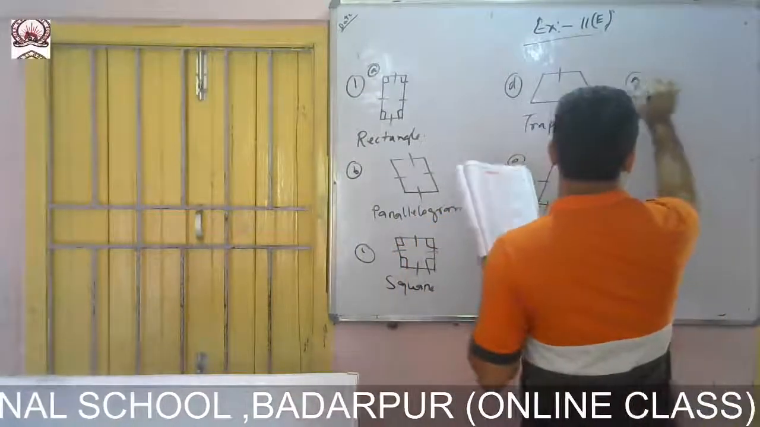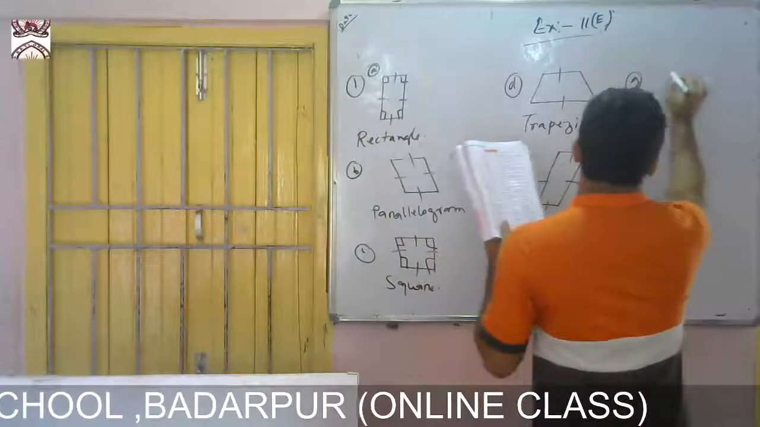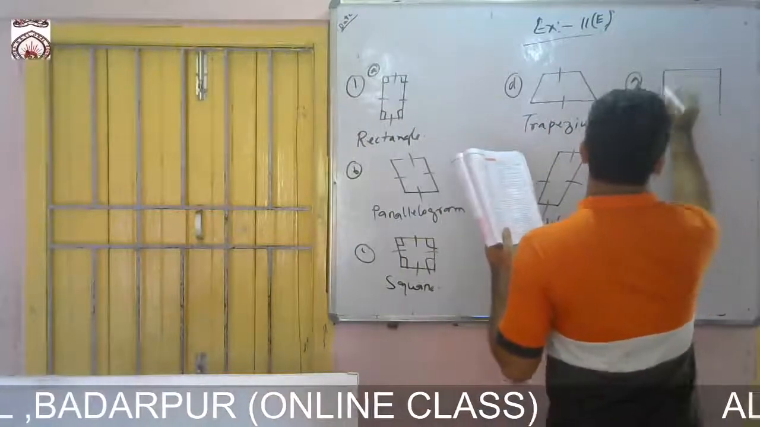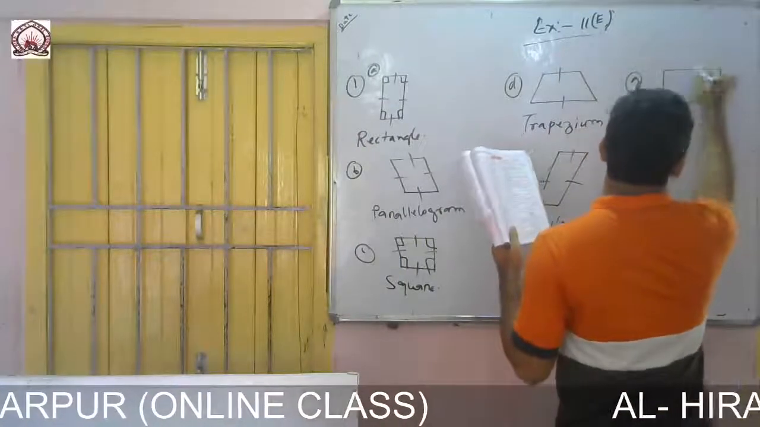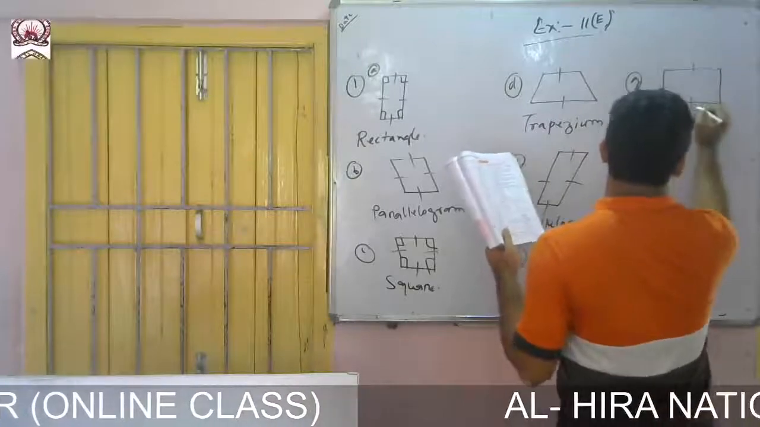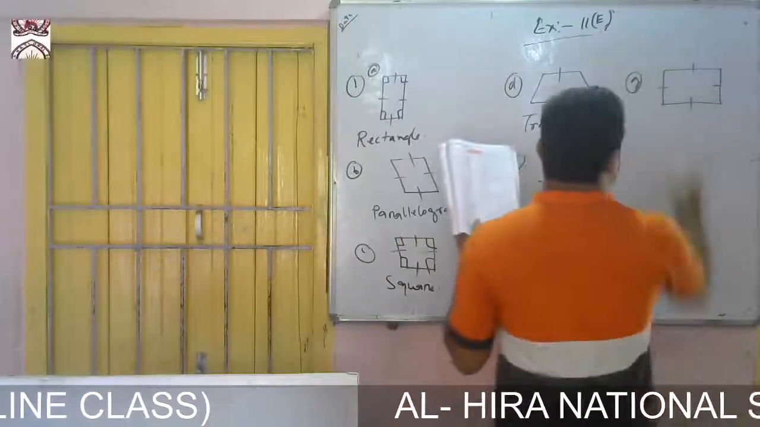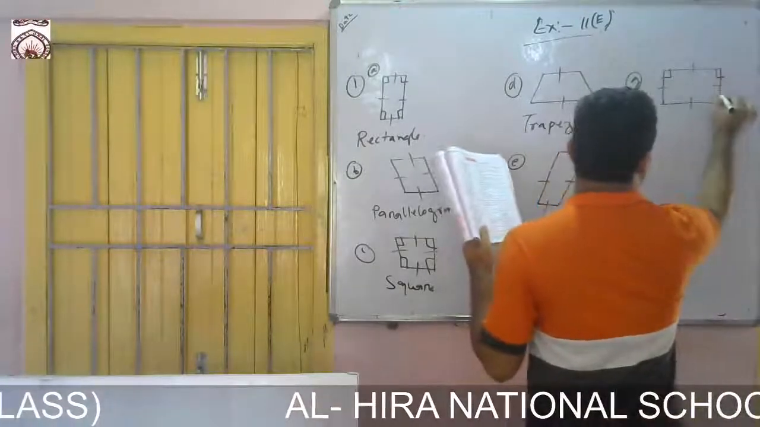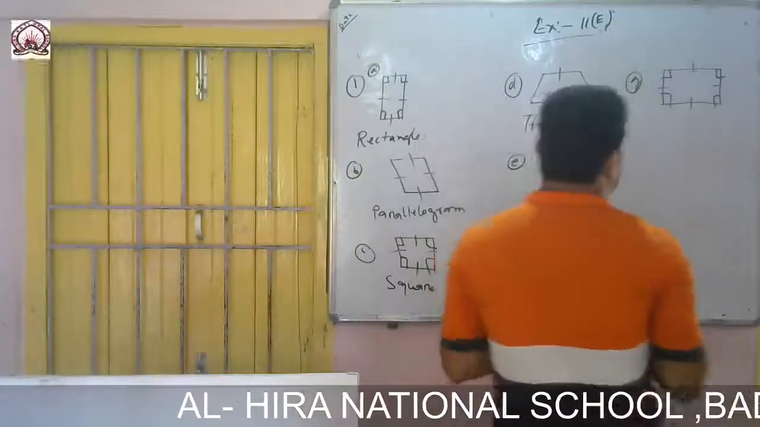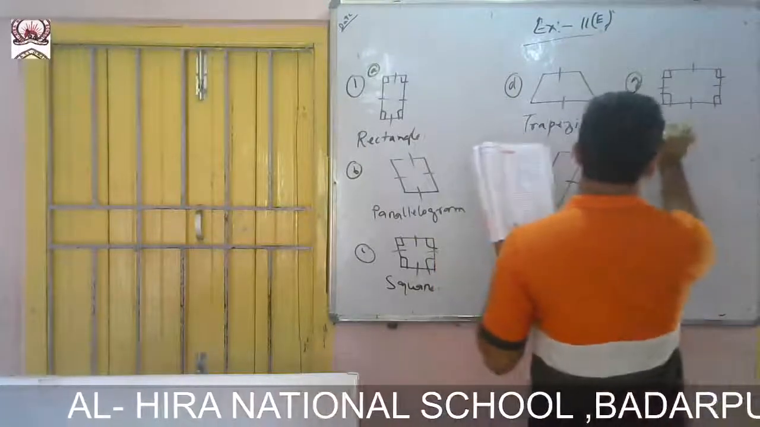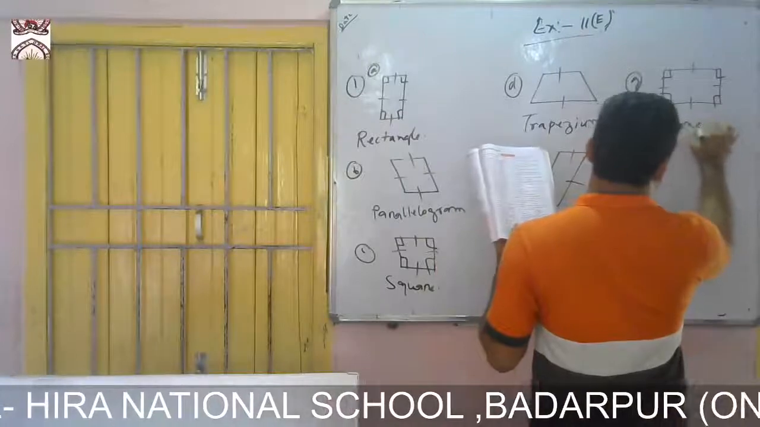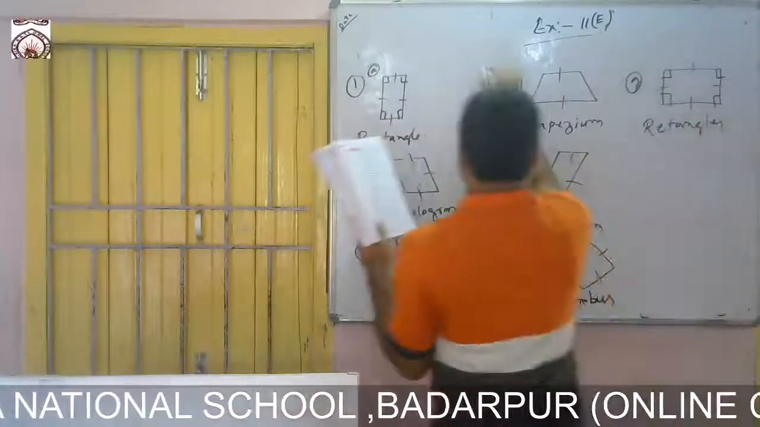Now see G. G, what is there? G, it is a rectangle. This side is equal to this side. This side and this side are parallel, and each has 90 degree angles. So they are rectangles.